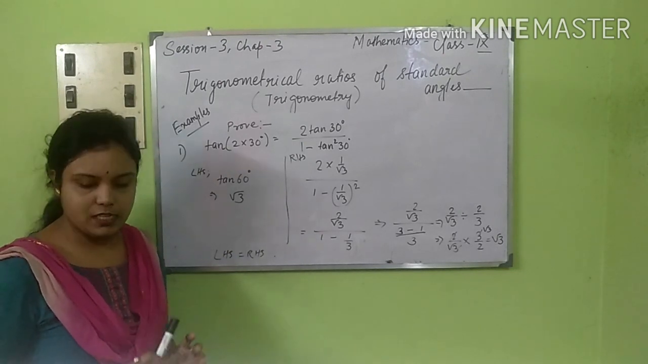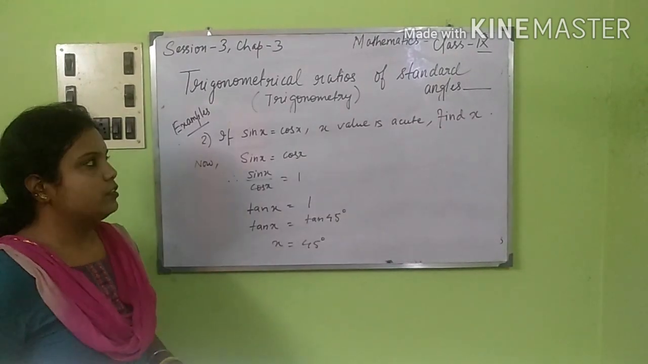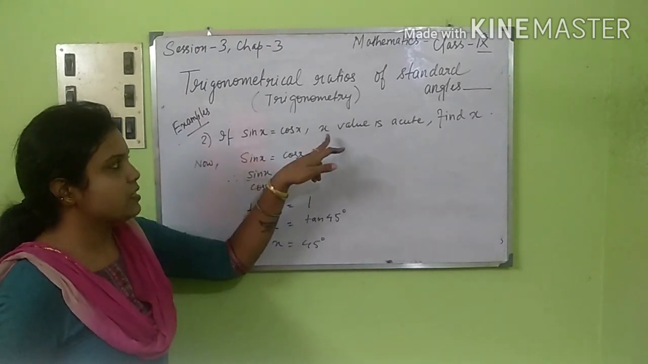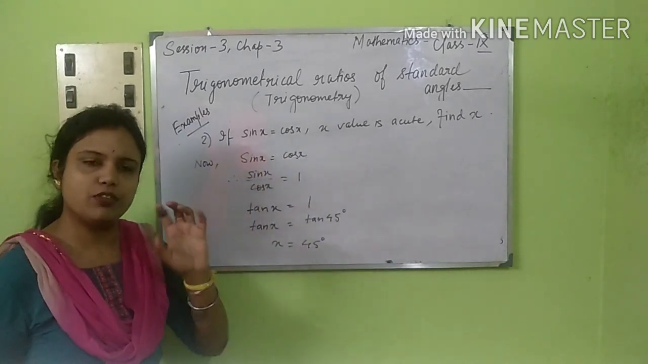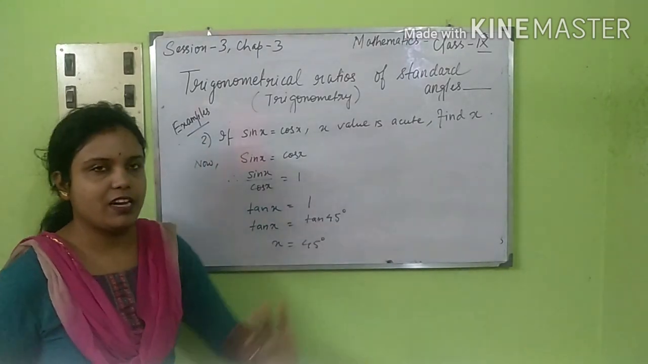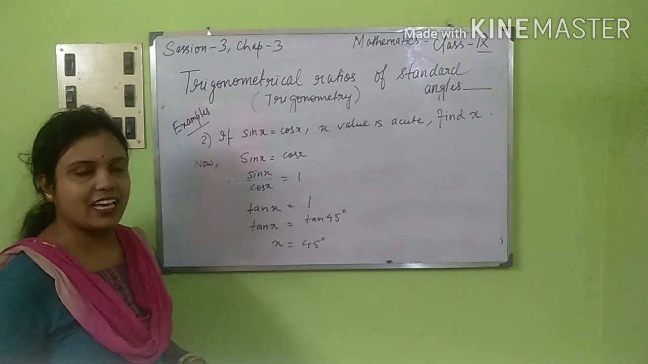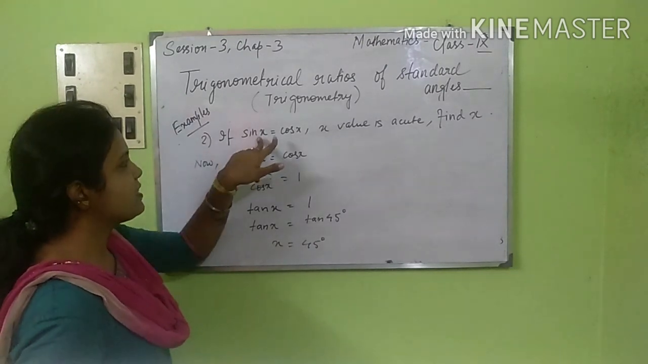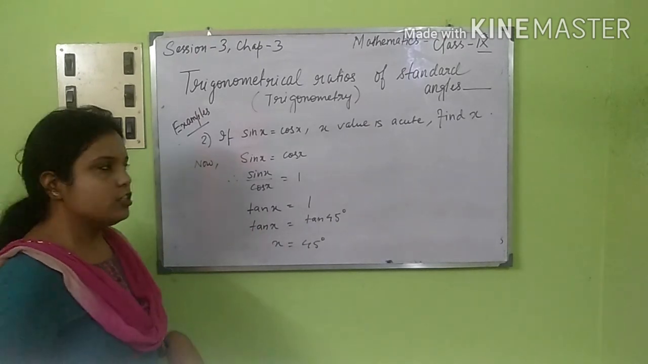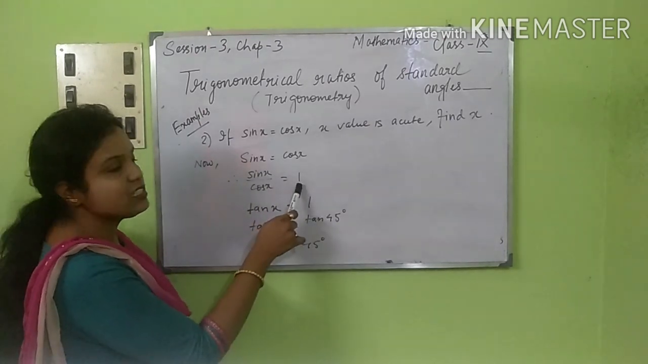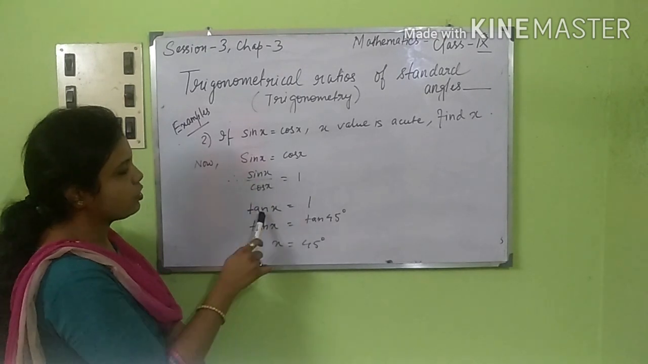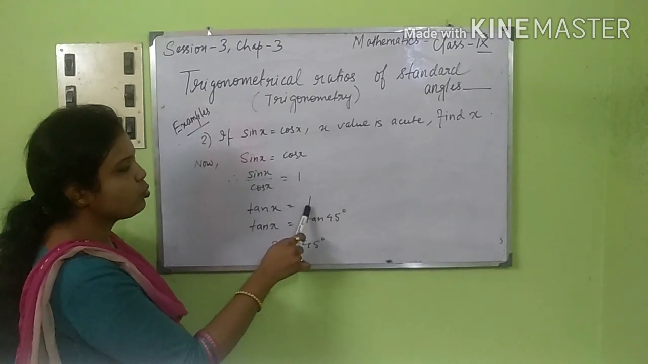Okay, next example. Now, the question given was, if sin x equal to cos x, x value is acute, means it will be an acute angle, means within 90 degree. Find the value of x. It will obviously be an angle. So, we have been given sin x equal to cos x, that I have written already. Okay. So, that means sin by cos is equal to 1 if you bring this in the denominator. Sin by cos is what? Tan x. Tan x is equal to 1.